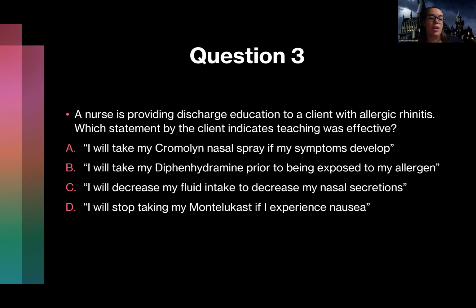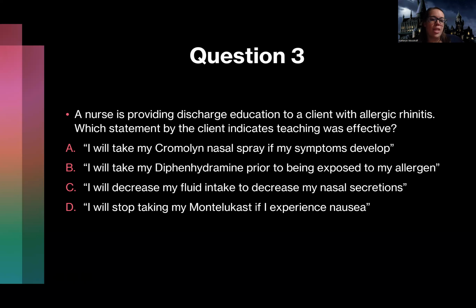And oh, real quick, this question says which statement by the client indicates teaching was effective. So it's really important for questions like this to always make sure that you know whether you are looking for what is right or what is wrong. And so this is looking for what is correct. So which one of these statements is true? So I'm really looking for the true statement.